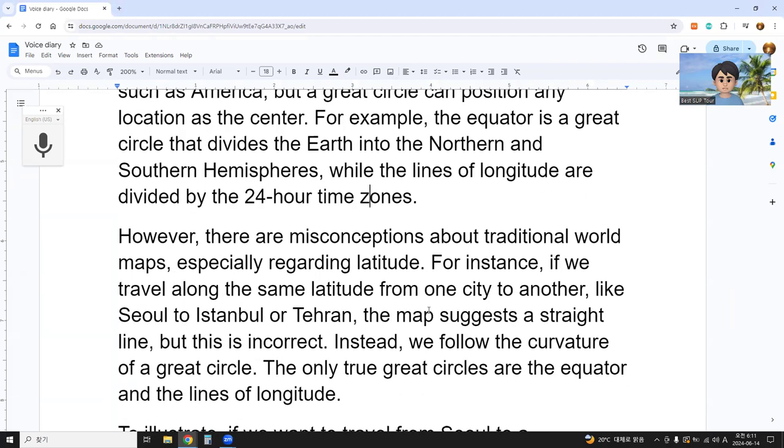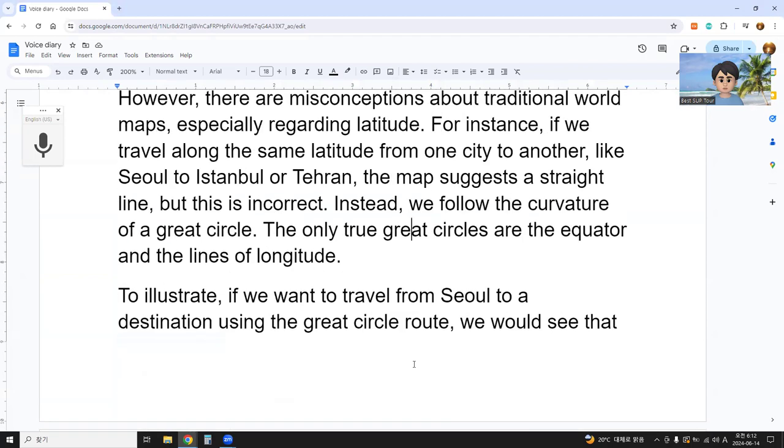However, there are misconceptions about traditional world maps, especially regarding latitude. For instance, if we travel along the same latitude from one city to another, like Seoul to Istanbul or Tehran, the map suggests a straight line, but this is incorrect. Instead, we follow the curvature of the great circle. The only true great circles are the equator and the lines of longitude.